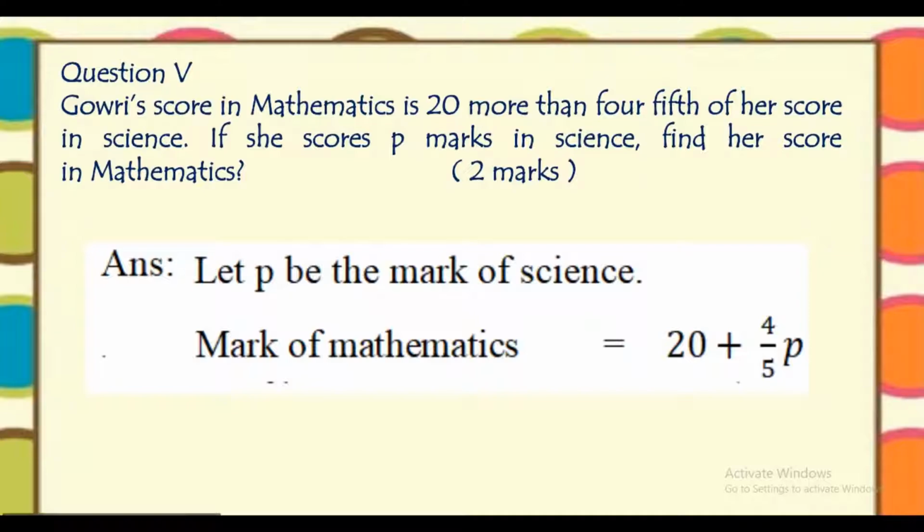Gauri's score in mathematics is 20 more than. 20 more than means 20 plus 4/5. 4/5 of what? 4/5 of her score in science. Her score in science is P. 4/5 of her score in science means 4/5 of P. So, what will be the mark of mathematics? It is 20 plus 4/5 of P. If you write the answer correctly, you will get 2 marks.